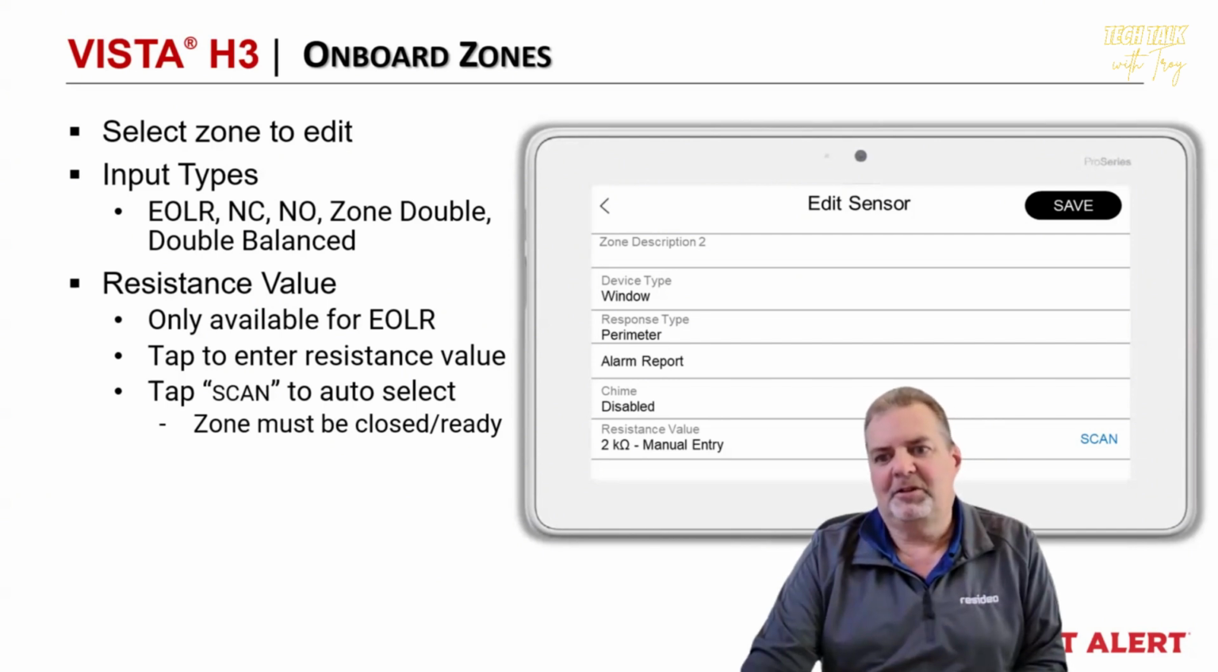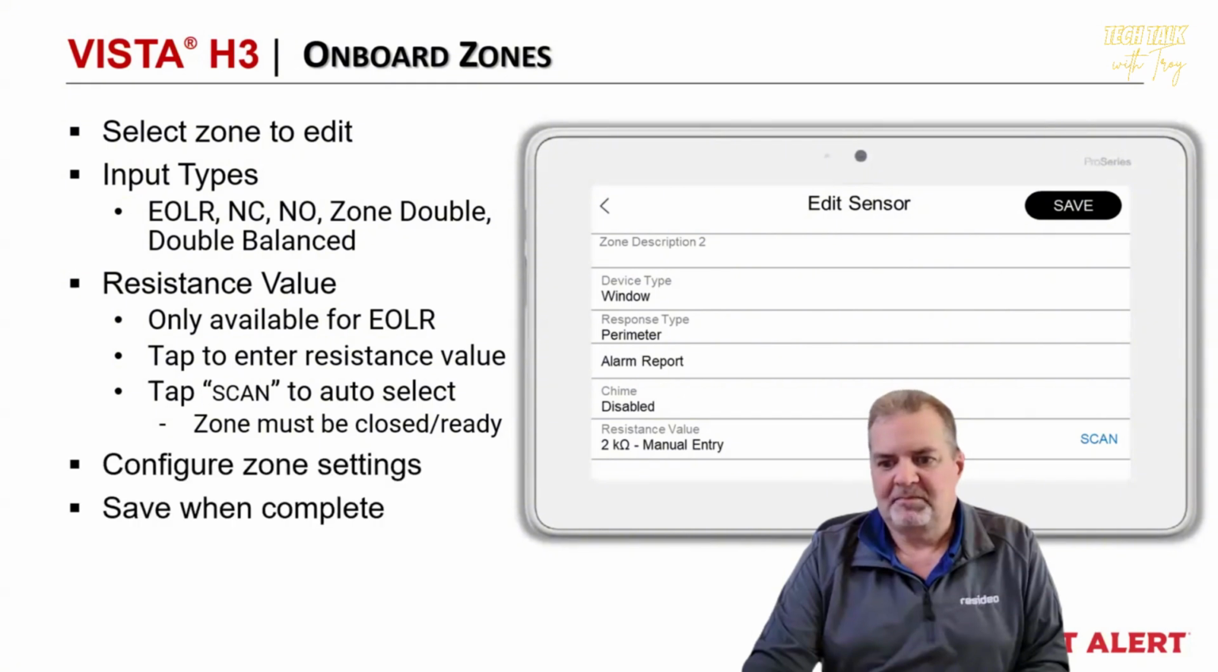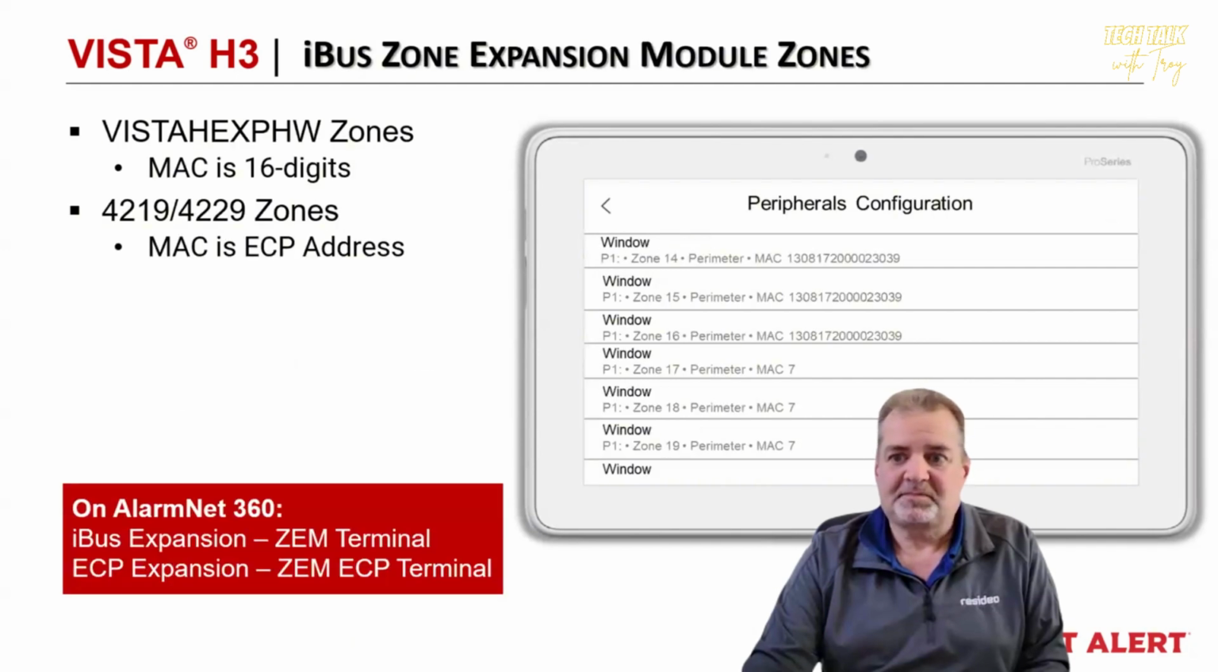However, if you're using end of line resistor and it's not a fire zone, at that point, you can either tap manual entry and enter the value of the resistor you're using, or you can tap scan. As long as it sees the resistor in a complete path, it will automatically populate what the resistor value is for you. All the rest of the zone settings are identical on this. So configure your zone settings, tap save when you're done.